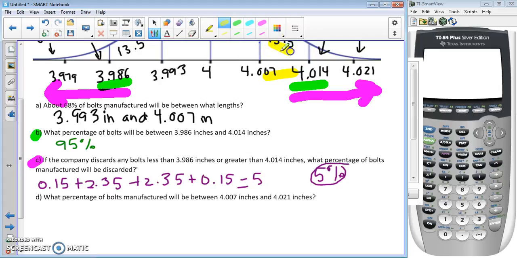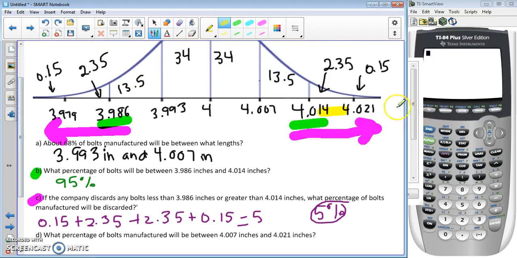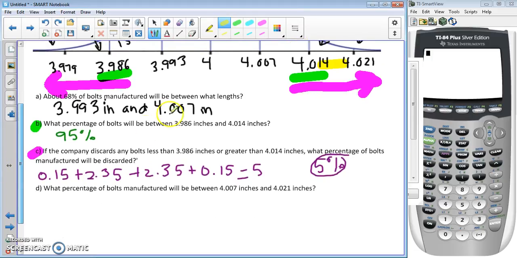So we have that value from our ones. So between these two, right? So that percentage here is 2.35. We have 2.35% here. So just another example using empirical rule.